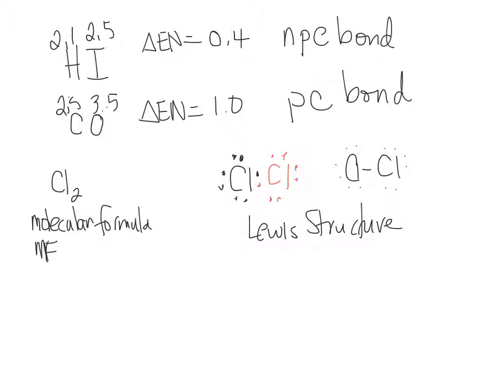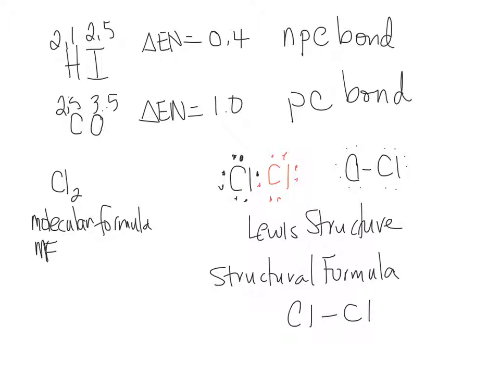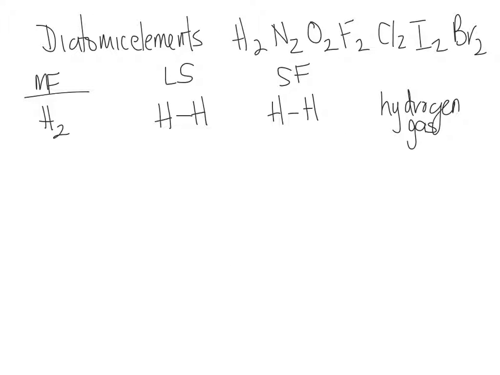I'm going to ask you to do structural formulas. The only thing a structural formula shows is the atoms and the bonds. So no lone pairs of electrons. Because there's no lone pairs on hydrogen, your structural formula is identical to your Lewis structure.